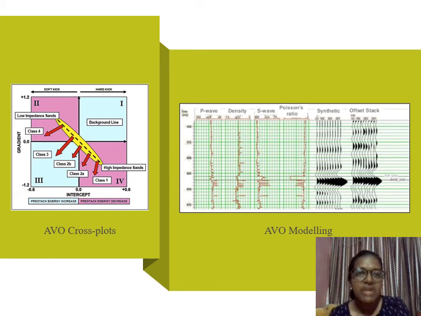So the positive AVO represents the pre-stack energy increase domain, and the negative AVO represents the pre-stack energy decrease domain. Based on the diagram, pre-stack energy increase is in quadrants 1 and 3, and pre-stack energy decrease is in quadrants 2 and 4. And then for the AVO modeling, the diagram on the right shows the AVO modeling, which already generates the synthetic stacking.